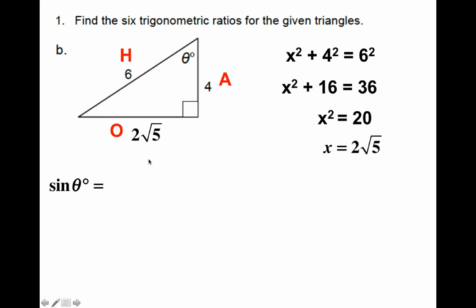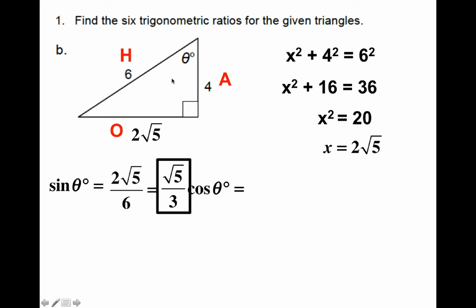So for the sine ratio, sine is SOH, O over H. I'm going to get 2 square root 5 over 6. Notice you can reduce this fraction. The numbers on the outside can reduce. So 2 goes into 6 3 times, giving me the square root of 5 over 3.